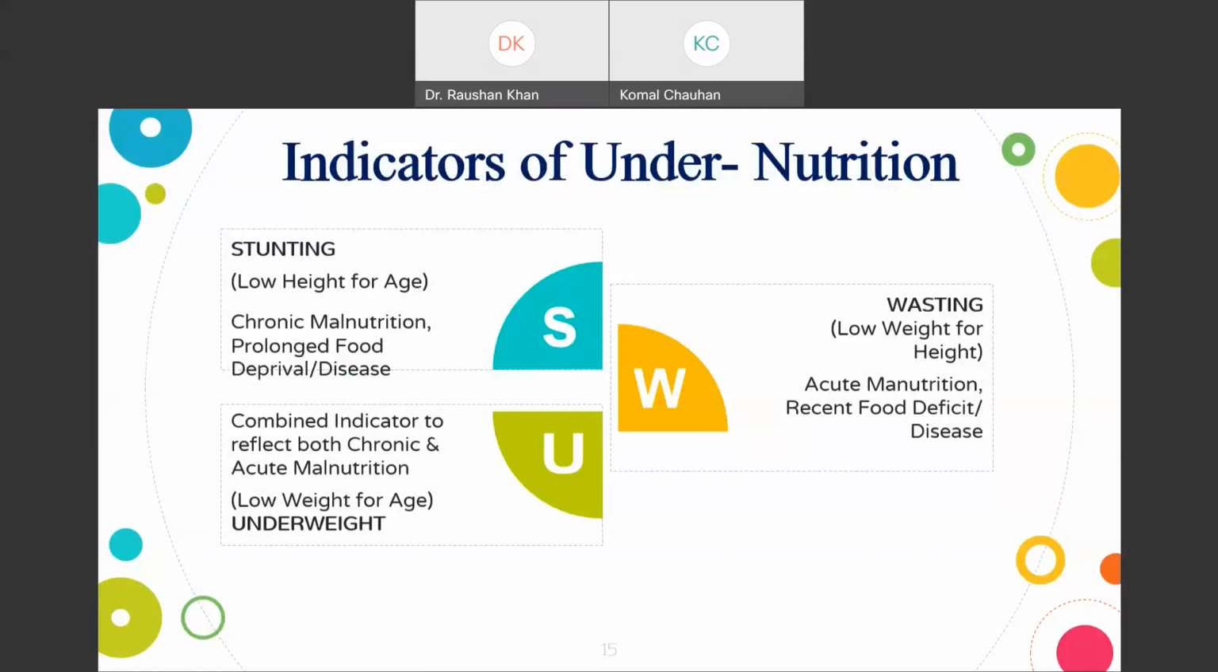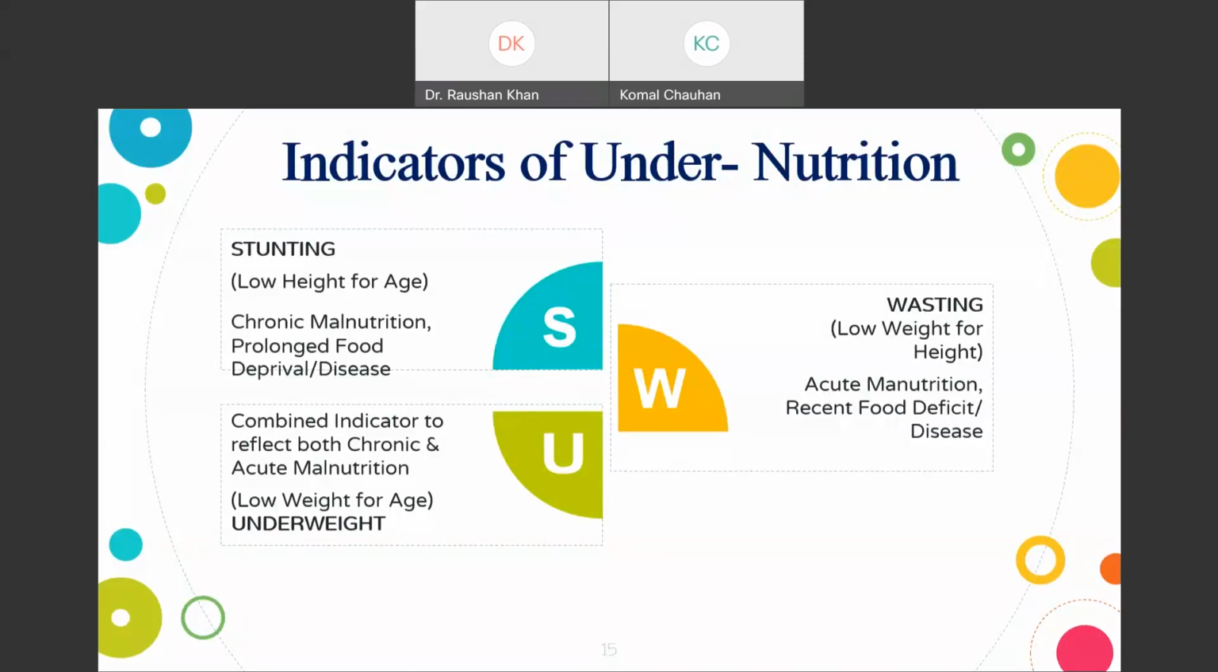What are the factors for stunting? Chronic malnutrition. It is not that the child has not eaten properly for a month, so he will be stunted. No, it is chronic malnutrition. It is the effect of chronic malnutrition through several years. When the child is not having proper nutrition, then only stunting is seen. Prolonged food deprivation or disease will also lead to stunting.